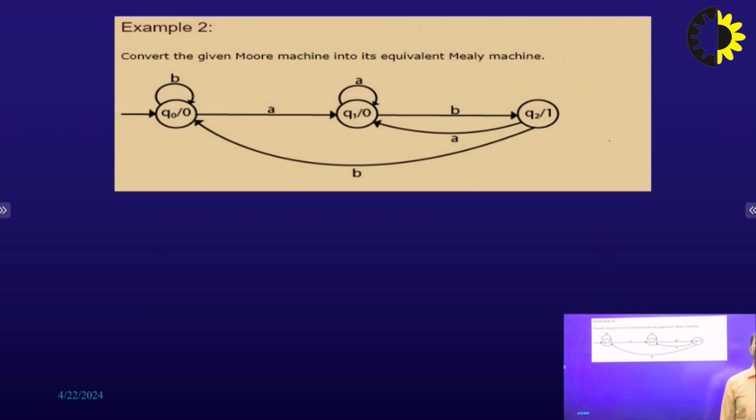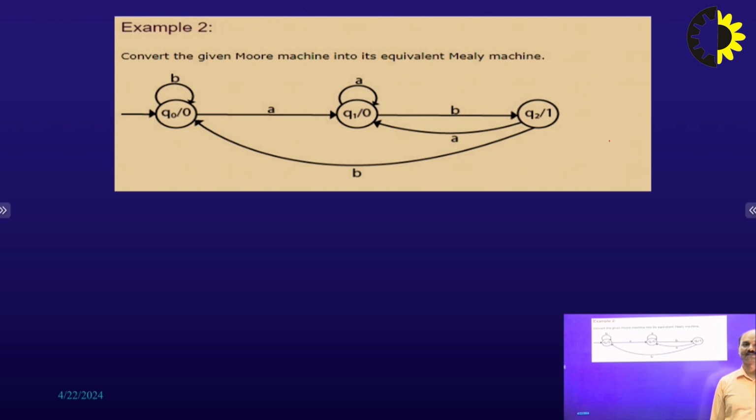You can try this particular numerical, that is Moore machine into its equivalent Mealy machine. First you look at the diagram. There are 3 states, that is Q0, Q1 and Q2. Q0 has the output 0, Q1 output is 0, Q2 output is 1. In our transition system, it has 3 different states, Q0, Q1 and Q2. There are 2 different input symbols, A and B, and 2 different outputs, 0 and 1. All transitions are given in the diagram.